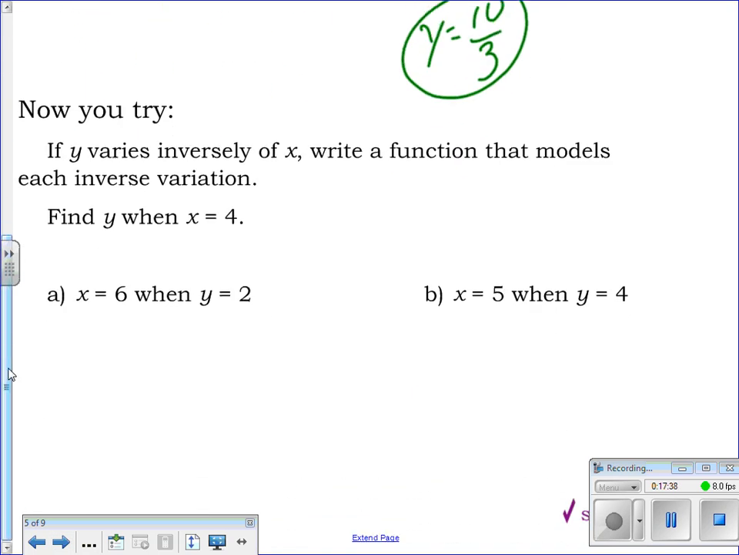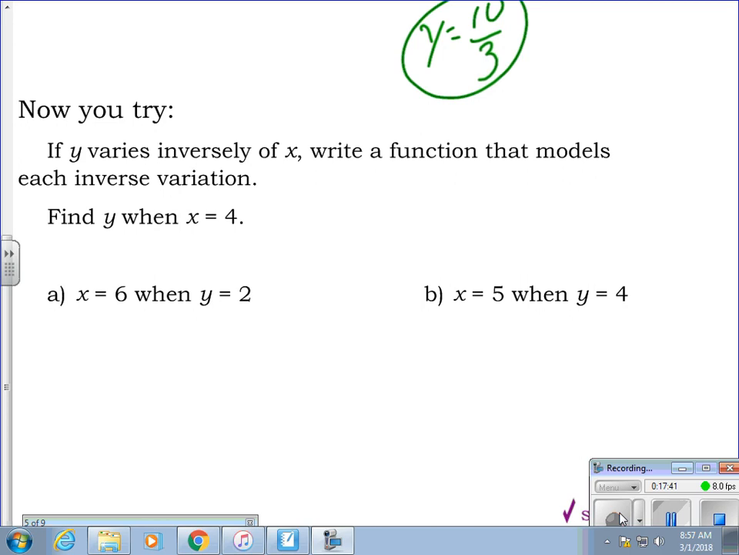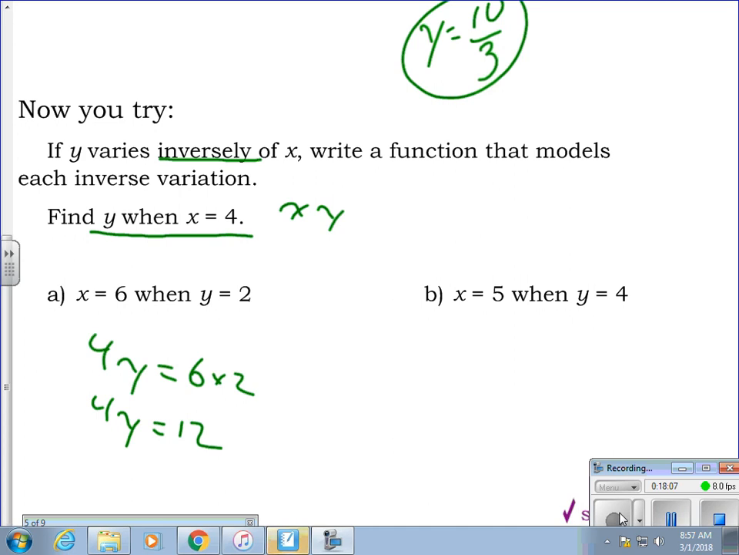Do these two. So once again, this is inverse variation. So it's x times y, y times x, it doesn't really matter. Find y when x is 4, that means I have 4y. X times y equals x times y equals 6 times 2. Okay. 4y, guys. So 4y equals 12. Y equals 3.